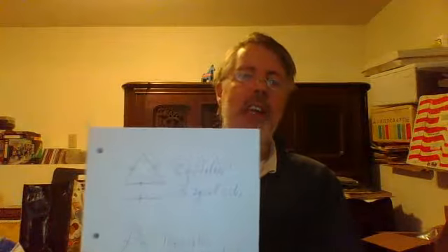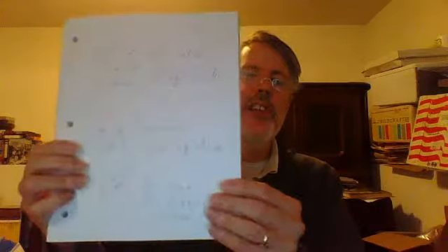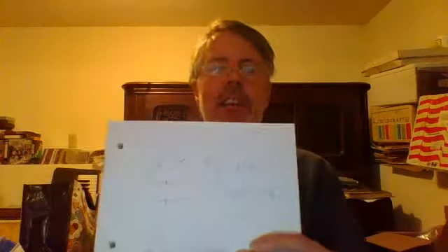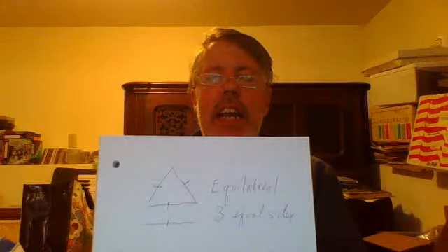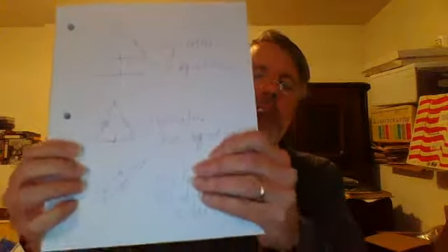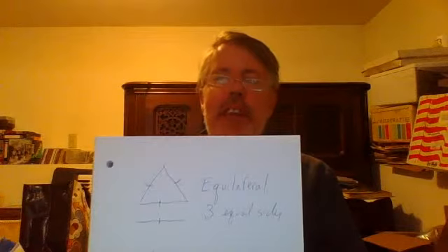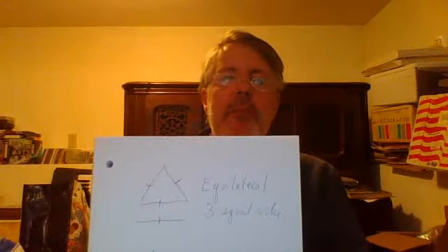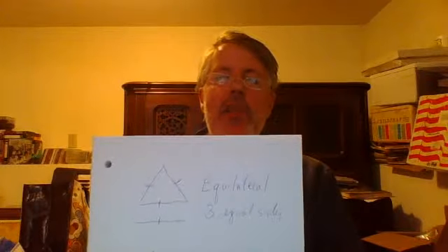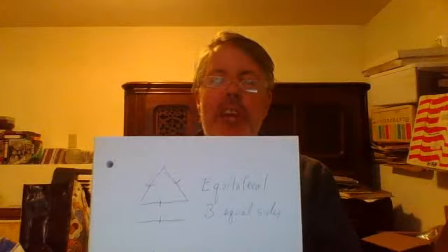Well, we have some different kinds of triangles that we have to talk about. There are equilateral triangles, isosceles triangles, and scalene triangles. So let's talk about what those terms mean. An equilateral triangle, all of these words mean that we're talking about a triangle based upon the length of the sides. And an equilateral triangle means that all three sides are equal.